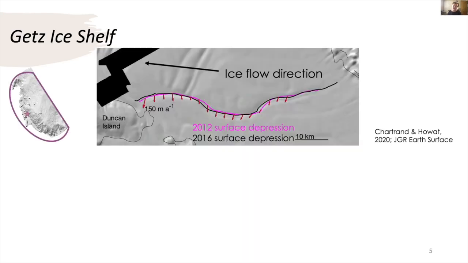And if any of you have been to my talks or posters over the past couple of years, you've seen this figure before, which is showing the 2012 and 2016 locations of a surface depression of a basal channel on the Getz ice shelf, 2012 in pink, 2016 in black. And here the red arrows are showing the difference between where we expect this channel to go based on ice flow and where it has actually gone based on feature tracking. So these red arrows indicate migration relative to ice flow.